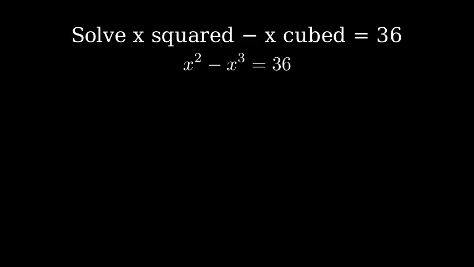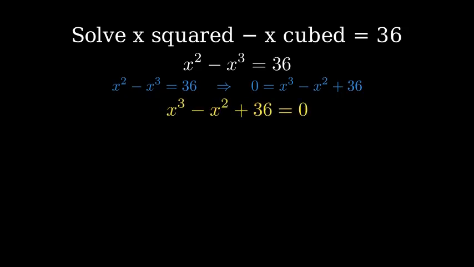Step 1. Move all terms to one side, so the equation equals 0. It is convenient to have a positive cube term. Add x cubed to both sides, and subtract x squared from both sides. Now we have x cubed minus x squared plus 36 equals 0.